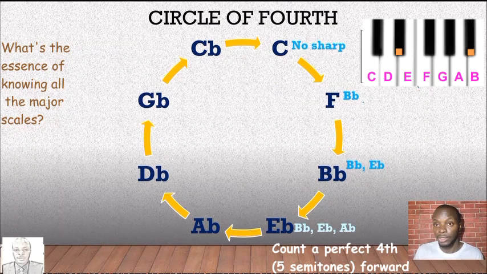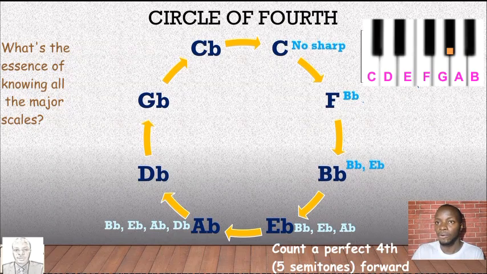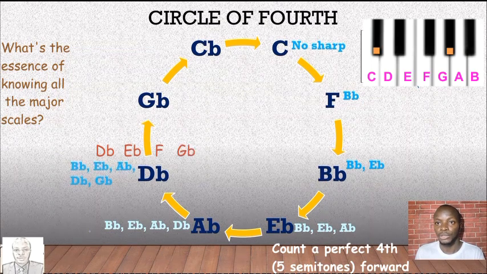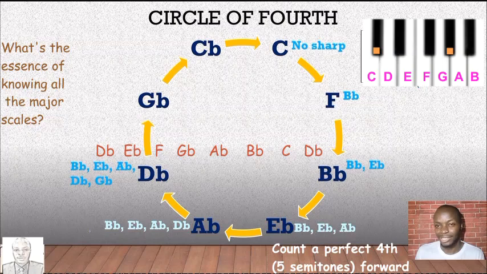Remember the trend: in C major, we don't have flats. In F major, we have 1 flat. In B flat major, we have 2 flats. In E flat major, we have 3 flats. So when you count 4 notes from E flat, you have A flat, right? And in A flat major, we have B flat, E flat, A flat, and a new flattened note, which is D, right? So the new flat will be on D, in that order. So when you count 4 notes again from A flat, the flat will be on D. So that in D flat major, you have D flat, E flat, F, G flat, A flat, B flat, C, and D flat.